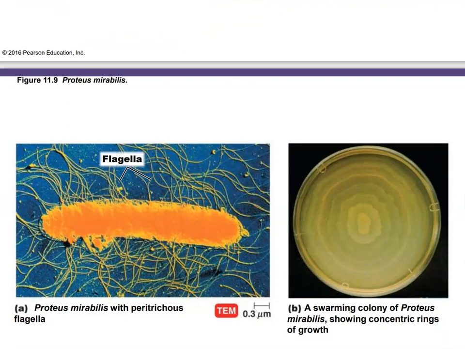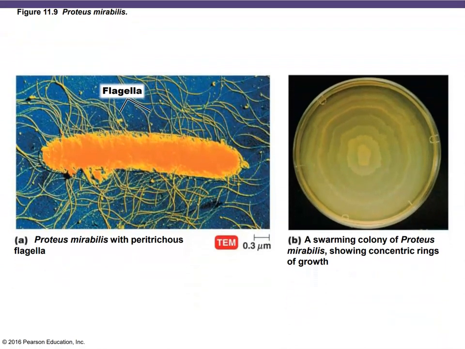So here we have some examples. This was Proteus mirabilis. Peritrichous flagella, you can see the flagella everywhere, and there you can see here in this plate the swarming colonies of Proteus. They're just swimming everywhere. They don't like to settle down and sit still. Basically, they move around a lot.